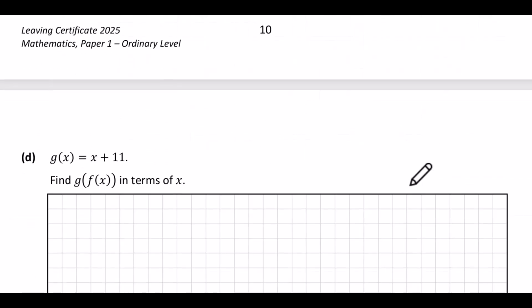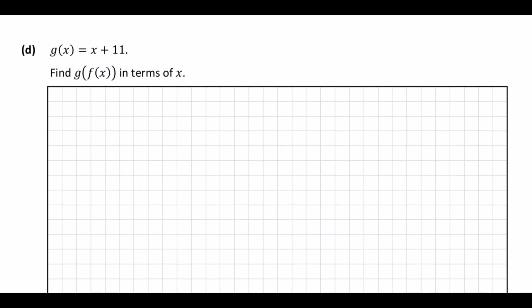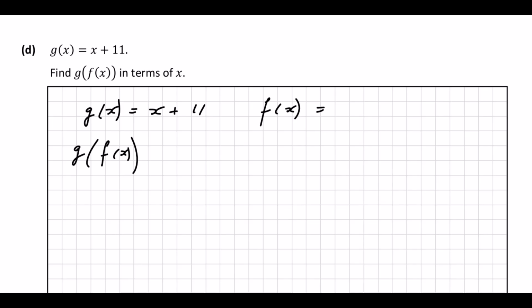Now let's look at part D. g of x is equal to x plus 11. We've got to find g of f of x. So this is a composite function type question. So remember f of x again, if I just write that down, f of x is x cubed plus 2x minus 5. That's what we were given at the very start of the question.